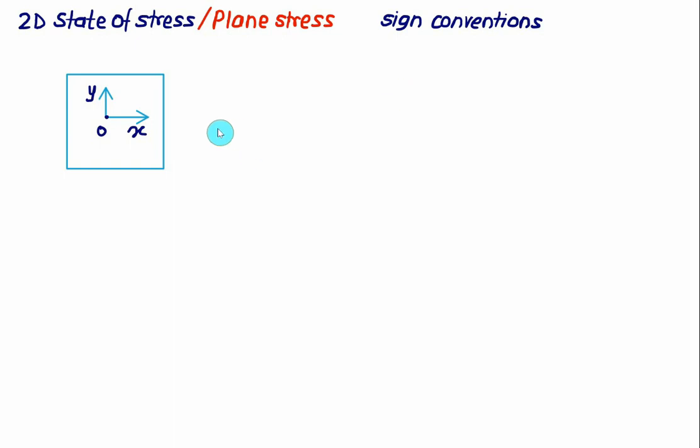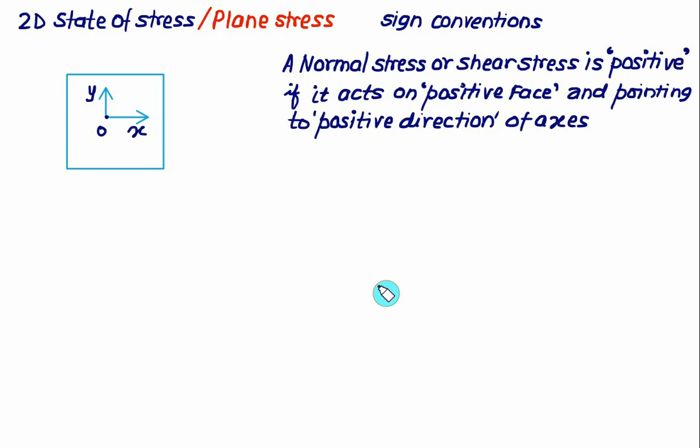So let's consider a two-dimensional state of stress, and we have set up our x and y axes. The rule that we are going to discuss is the same for both normal stress and shear stress. Both normal stress and shear stress will be positive if they act on a positive face. Positive face means, from this coordinate system, we'll call this one a positive face, and this one is also called a positive face. So this one is representing the positive face, as well as this one, and pointing to the positive direction of the axis. The positive direction of the axis is this axis.